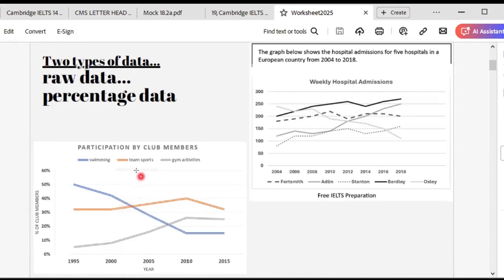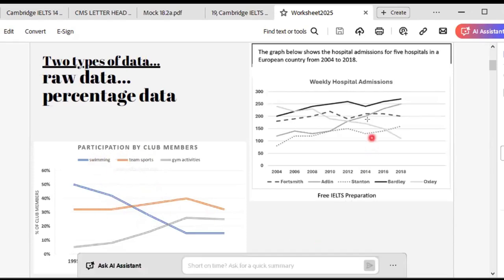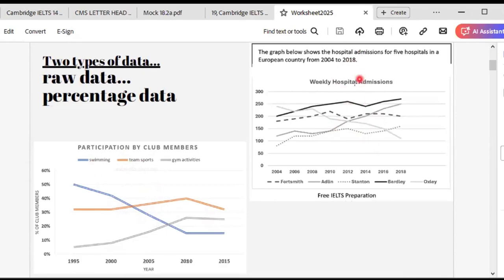The way you construct your sentences when writing a report on this particular chart will be different from the way you write on the one on the right side. The data on this right side is not in percentages. We have raw figures. The graph below shows the hospital admissions for 5 hospitals. Can you see that they did not write percentage here? 300, 250, 200, 150, 100, 50.